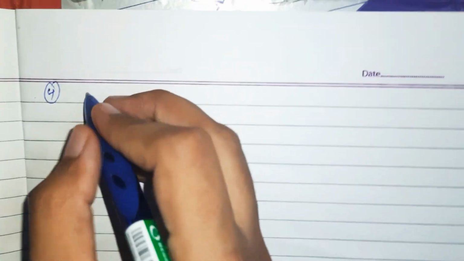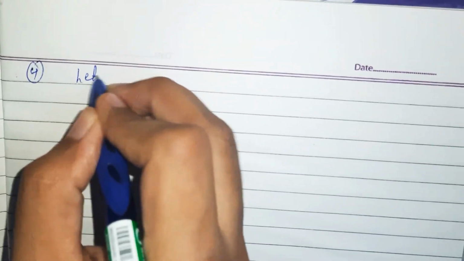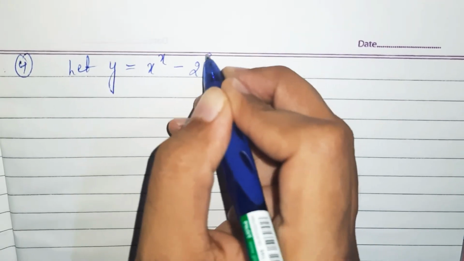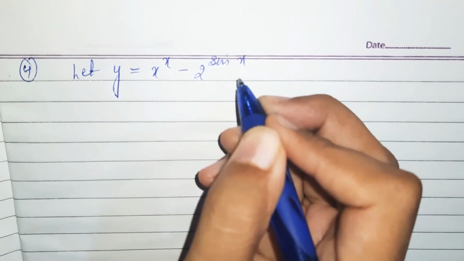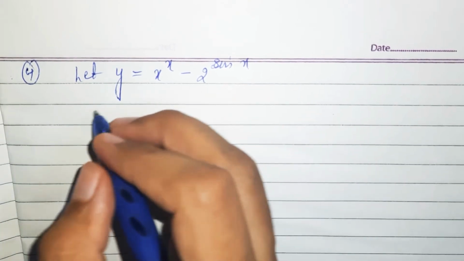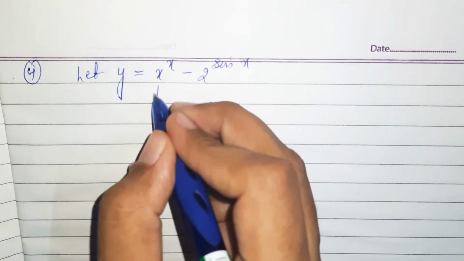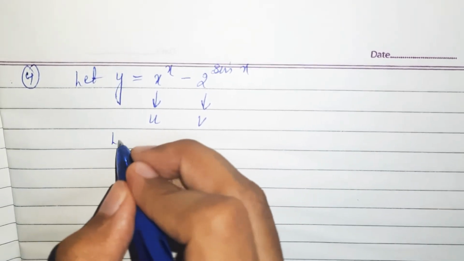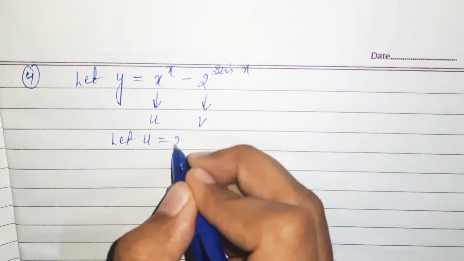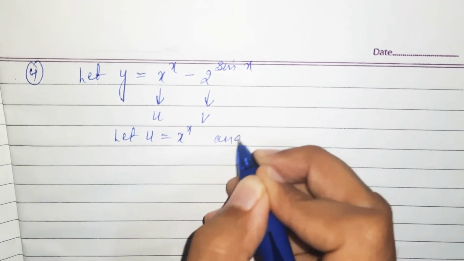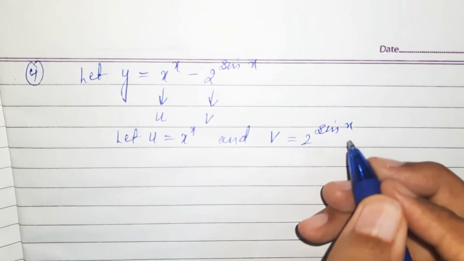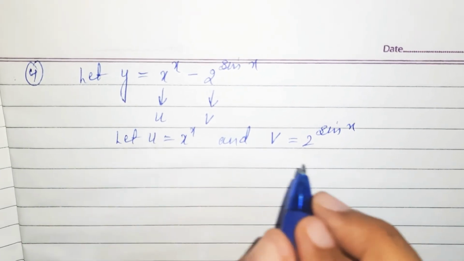Question number 4. In this question we'll have two functions: x raised to the power x minus 2 raised to the power sin x. Now what you need to do is let this be u and this be v. So let u be x raised to the power x and v be 2 raised to the power sin x. You will apply the logarithmic function but individually.